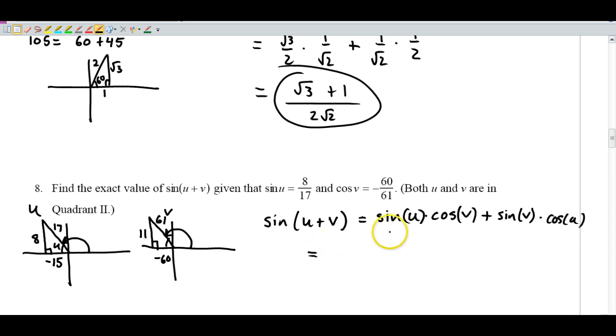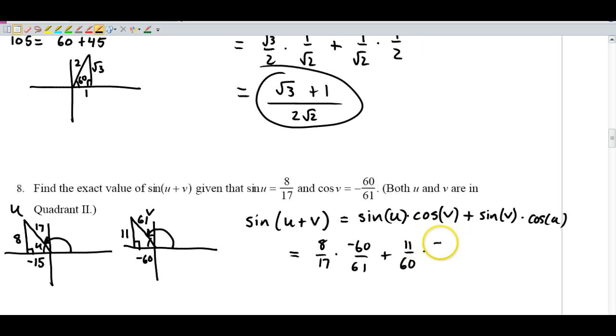And so this is equal to the sine of u, which is 8 over 17, times the cosine of v, which is negative 60 over 61, plus the sine of v, which is 11 over 61 for this here, actually, and the cosine of u, which, again, is negative 15 over 17.